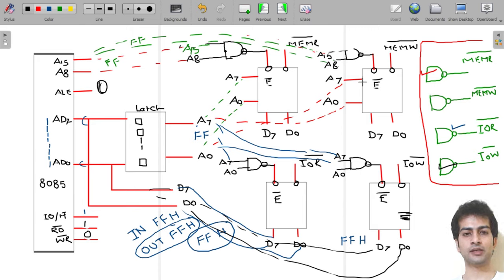So I have given you one overview of how exactly the microprocessor is interfacing with memory as well as input output devices. I think now everything is crystal clear to you, and you have understood all the concepts of it.